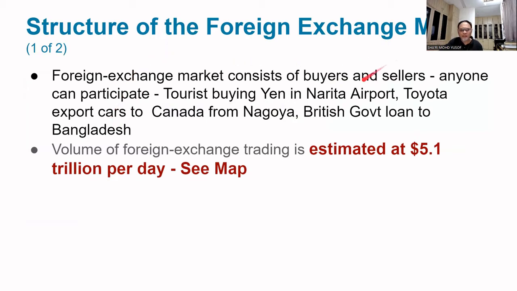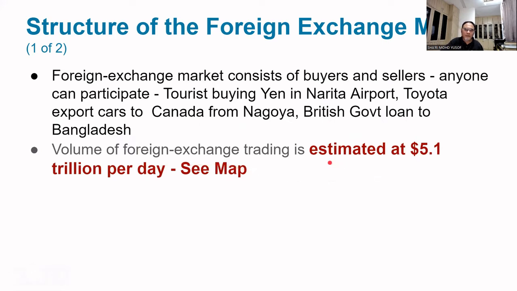So the structure of the foreign exchange market: it consists of buyers and sellers. Anyone can participate. For example, tourists buying yen at Narita Airport, or Toyota exporting cars to Canada from Nagoya, so they have to buy Canadian dollars and pay to the people who are buying their cars. Sorry, Canadians paying Toyota, or a British government loan to Bangladesh. They provide a loan and want to convert it into whatever Bangladesh currency is. Okay.